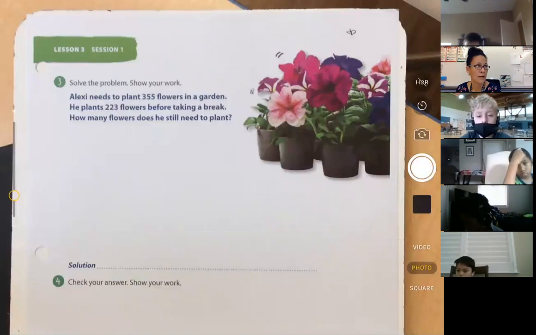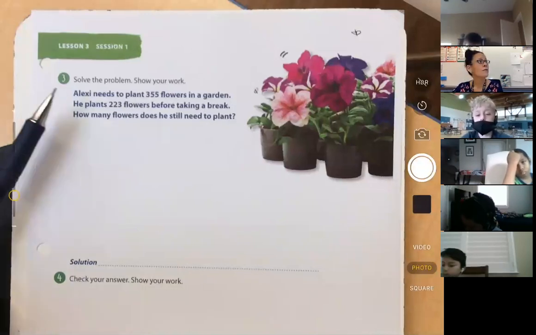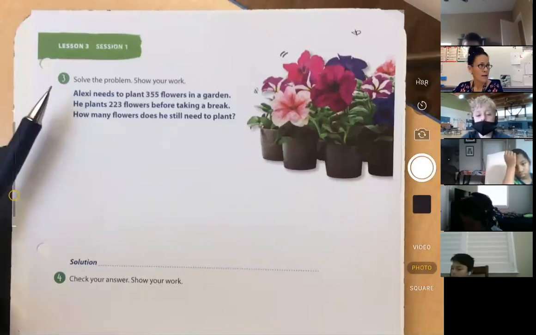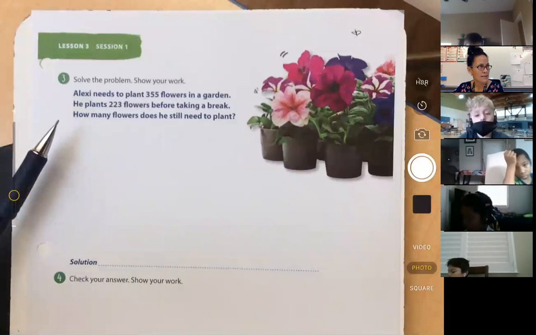All right. So I am at question 3 right here on page 52. Alexi needs to plant 355 flowers in a garden. He plants 223 flowers before taking a break. How many flowers does he still need to plant?